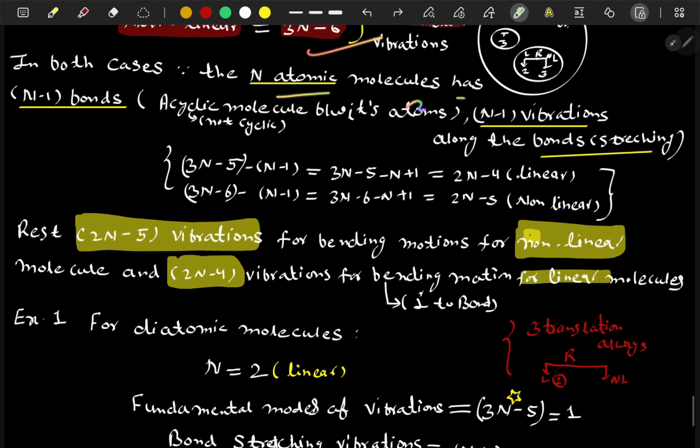Now in both cases, an n-atom molecule has n minus 1 bonds. How many bonds? n minus 1, for an acyclic molecule between its atoms. So if it is acyclic, there will be n minus 1 vibrations along the bonds, which we call stretching. So 3n minus 5 minus (n minus 1).